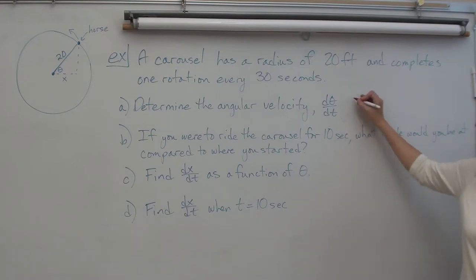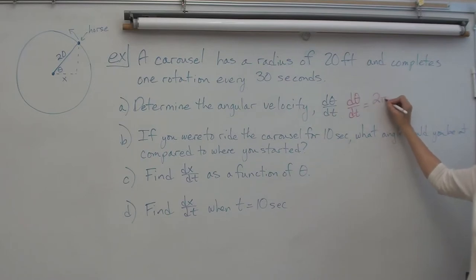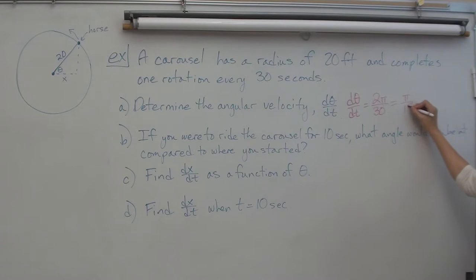So our d theta dt would be 2 pi radians every 30 seconds, or pi 15ths if we want to reduce the fraction, radians per second. Nice constant rate. Notice in the first problem, the angle was changing and we were finding the rate of change of that angle, and it varied depending on the length of the line. Here, the rate of change of the angle is pi 15ths and it's a constant.